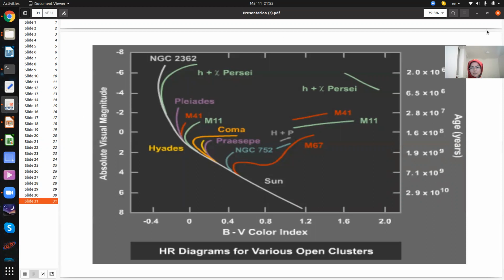And the last one is the Hertzsprung-Russell diagram, and it is for open clusters. Here we see the temperature, and here is the absolute visual magnitude. And you see here NGC 2362 is the youngest cluster, with an age of around 2 million years. And here you see M67, which is the oldest one, with an age of around 1.9 × 10⁹ years. And here is our sun and the other clusters in the Hertzsprung-Russell diagram.